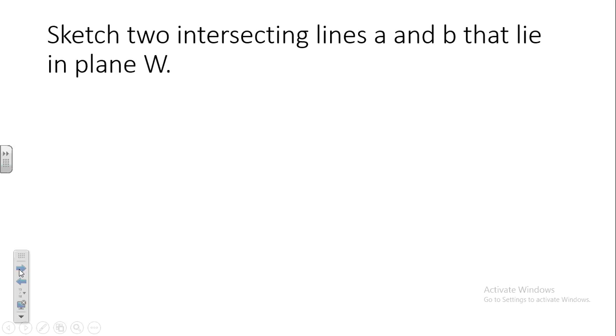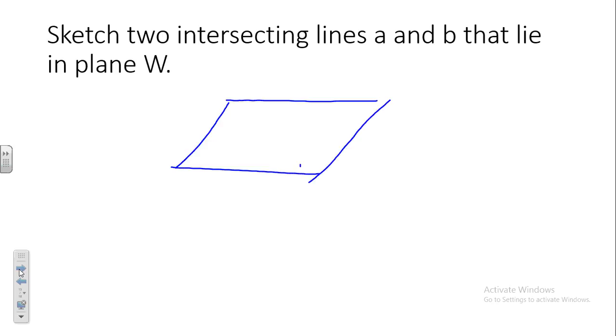How do we let everyone know that that's plane W? W with no point, right? That's the name of the plane. All right, and then what do we do after that, Hank? What do we draw next?